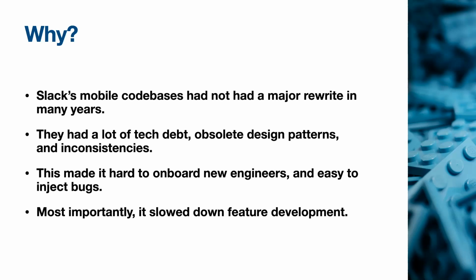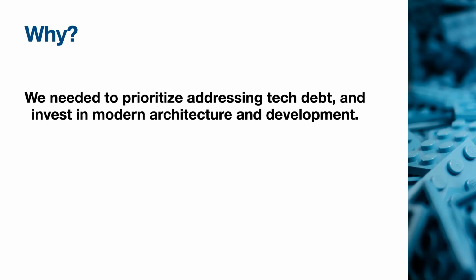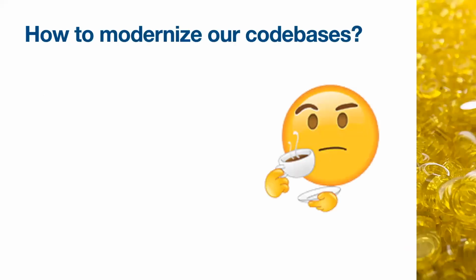And all of these things added up to slow down feature development, and that became a really big problem. Mobile development was starting to be a drag on feature development in general at Slack, and that was something we knew that we had to tackle and do something about. So we decided we really needed to prioritize addressing this tech debt and invest in more modern architecture and improve our development practices to speed things up.